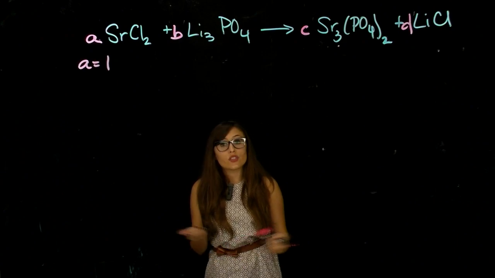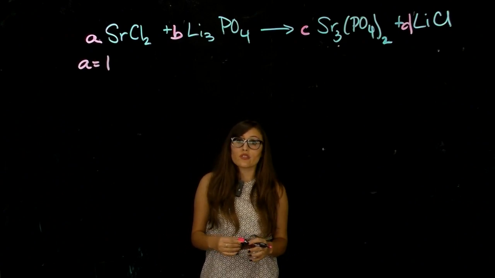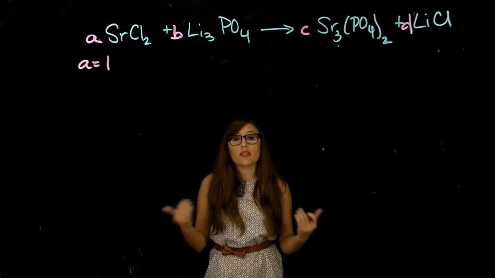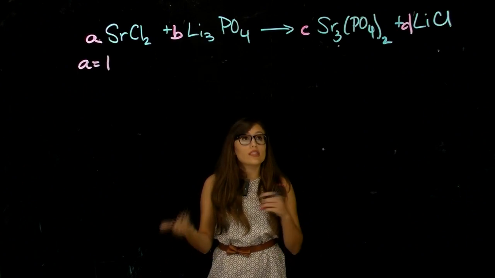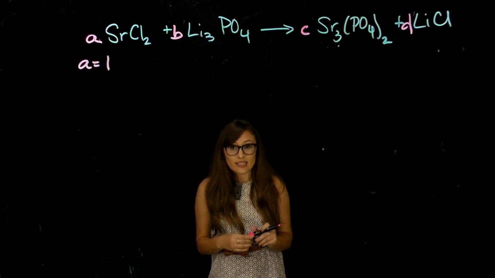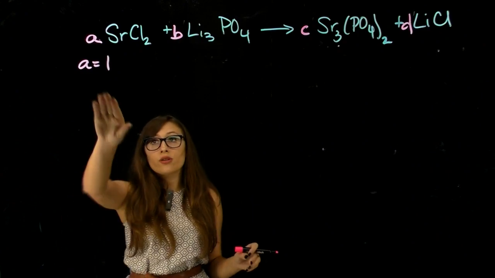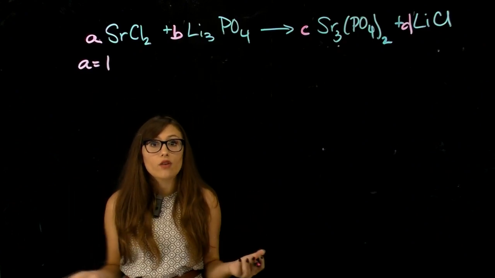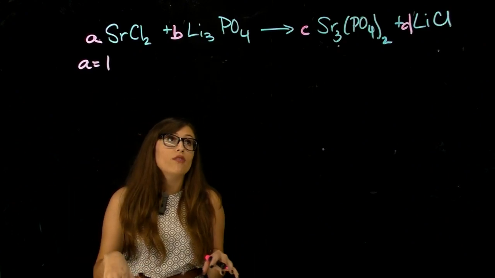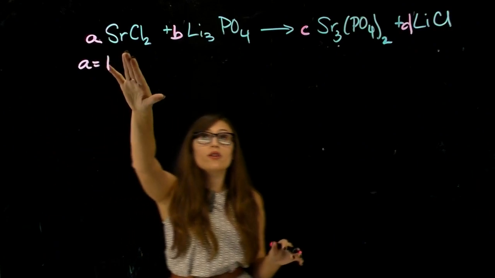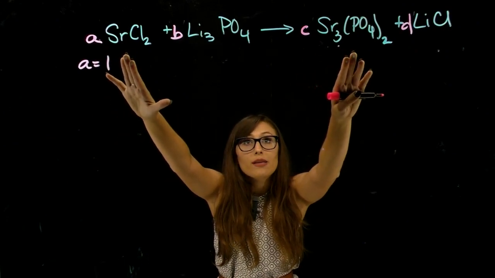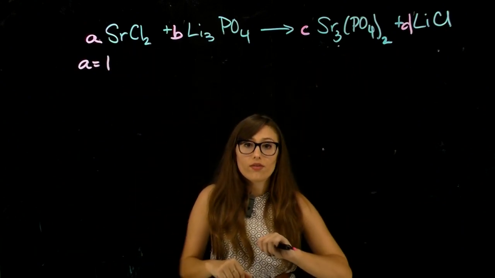There's a number of different ways that you can balance equations. I always do it algebraically because you'll always get the right answer, whereas guess and check can be a little tedious. So if A is equal to 1, let's go ahead and solve for strontium. I always solve for atoms that are located in only one place at the beginning, on both the left and right side of the chemical arrow.